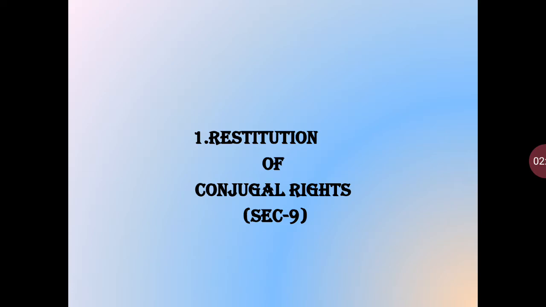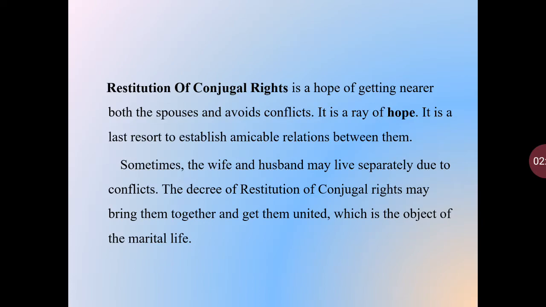So first is restitution of conjugal rights. Restitution of conjugal rights is a hope of getting both the spouses nearer and avoiding conflicts. It's a ray of hope. It's a last resort to establish amicable relations between them. Sometimes the wife and husband may live separately due to conflicts. The decree of restitution of conjugal rights may bring them together and get them united, which is the object of the marital life.